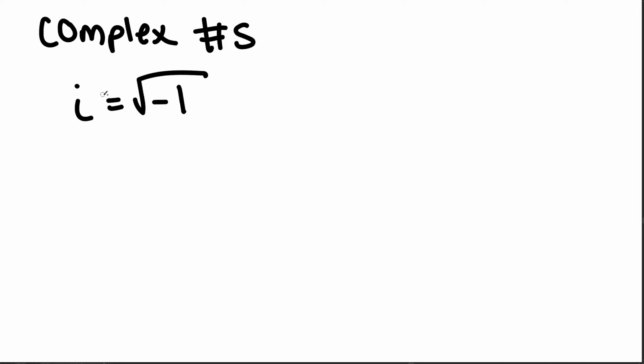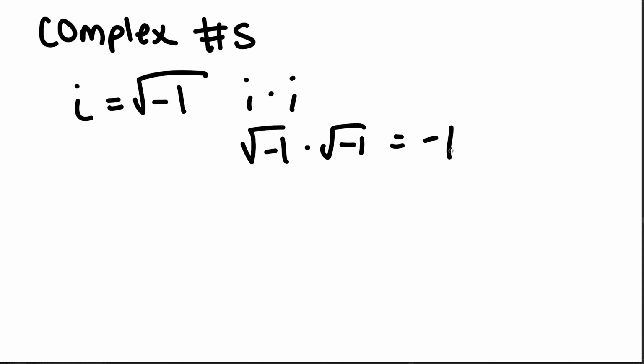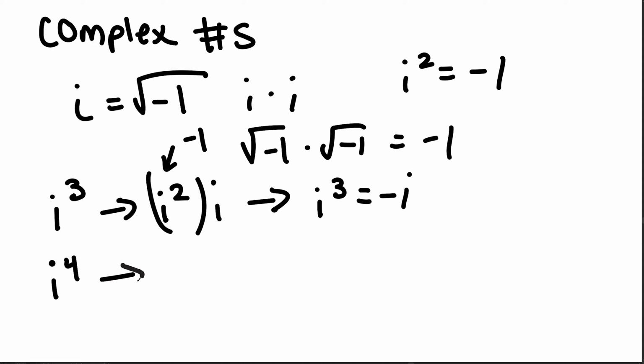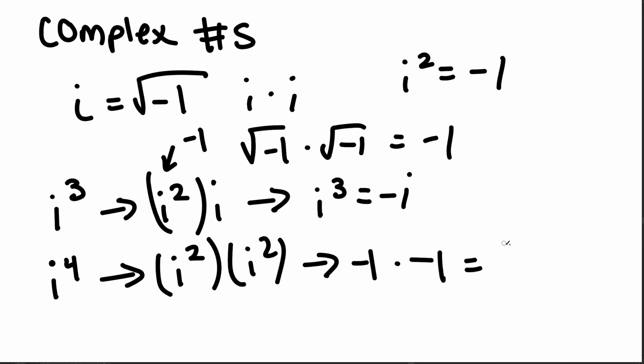If we take the square of i, so we just i times i, that's going to be the square root of negative 1 times the square root of negative 1, and that's going to be negative 1. So i squared is equal to negative 1. i cubed is going to be broken down into i squared times i. So i squared is negative 1, so then we get i cubed is equal to negative i. And lastly, what we have is i to the fourth. i squared times i squared. That's going to be negative 1 times negative 1, and that's going to be 1.